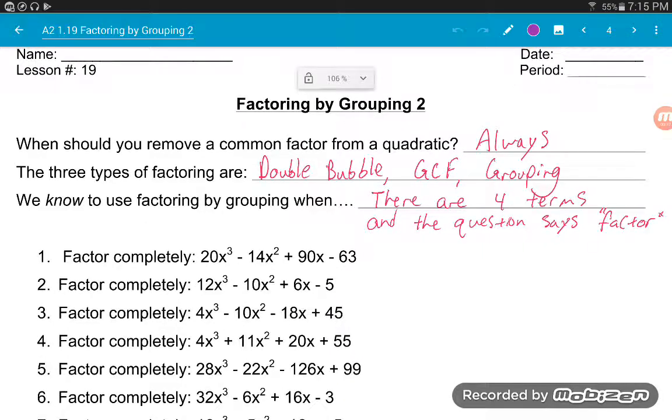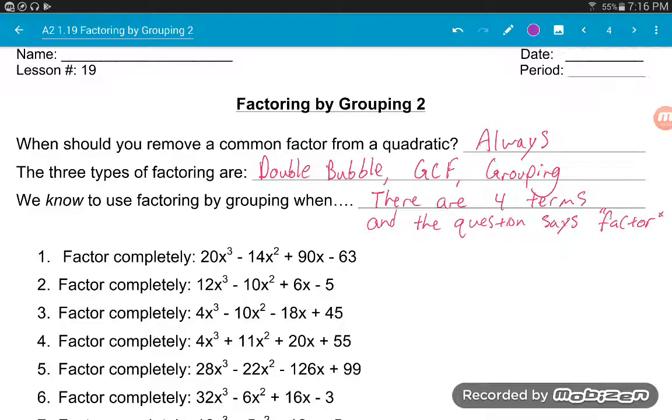When should you remove a common factor from a quadratic? And the answer is always. If you see that all of the terms of a polynomial are divisible by the same thing, you should factor it out to the front every time that you see that. The three types of factoring that we've used so far are double bubble factoring, greatest common factor, and grouping. And grouping is what we're doing.